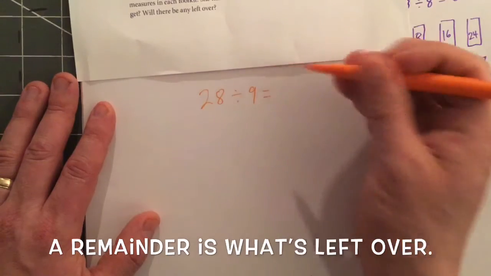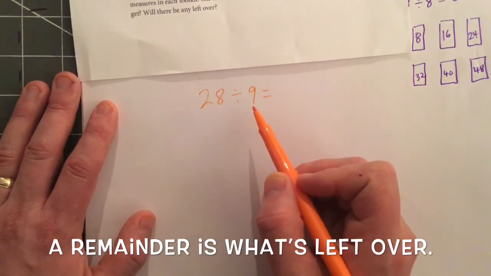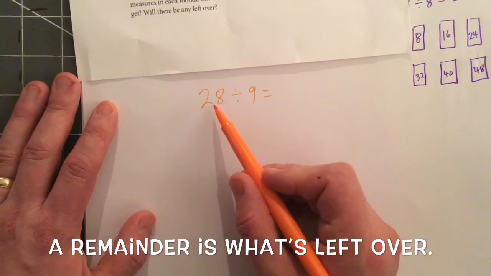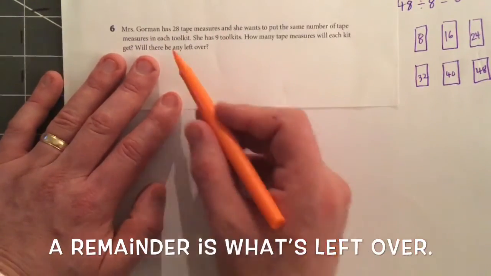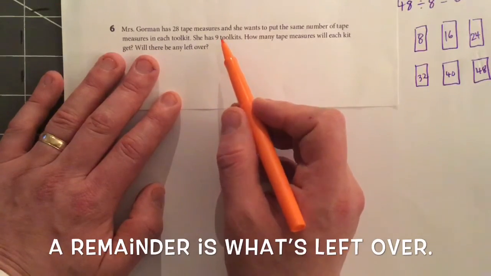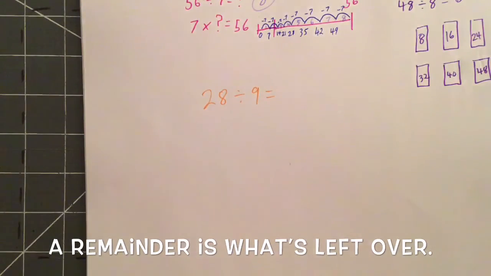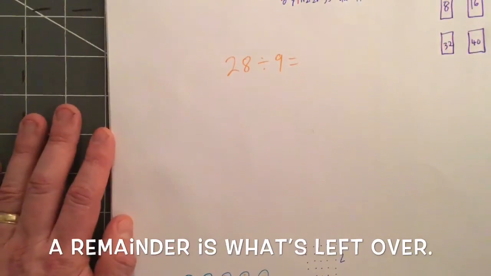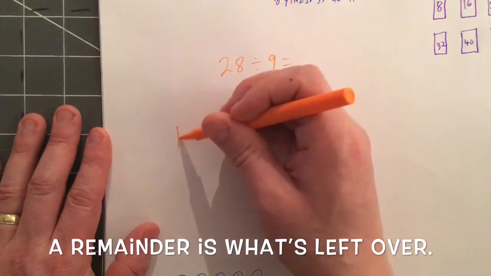Now the problem with this is that 28 is not a multiple of 9. I cannot multiply 9 by any whole number and get to 28. I cannot subtract groups of 9 off of 28 and end up at 0. 28 is not a multiple of 9. 9 is not a factor of 28. So, because they are not multiples of one another, they do not have that multiplication relationship, there's going to be a remainder. Since there's going to be a remainder, we're going to do this on a number line.